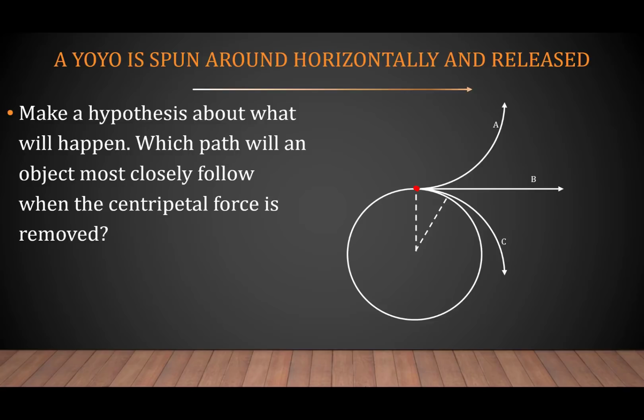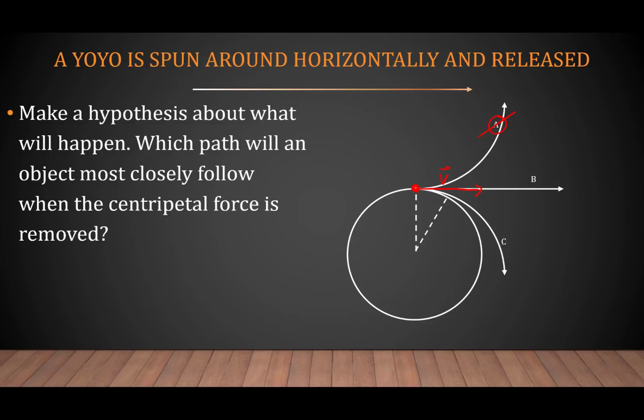Okay, so when that yo-yo is released, it's at this point. And if we're thinking about the velocity of the yo-yo at this point, it's moving to the right. It's moving tangential to the circle. So, though you might expect it to move in this A path, that's not actually what happens.